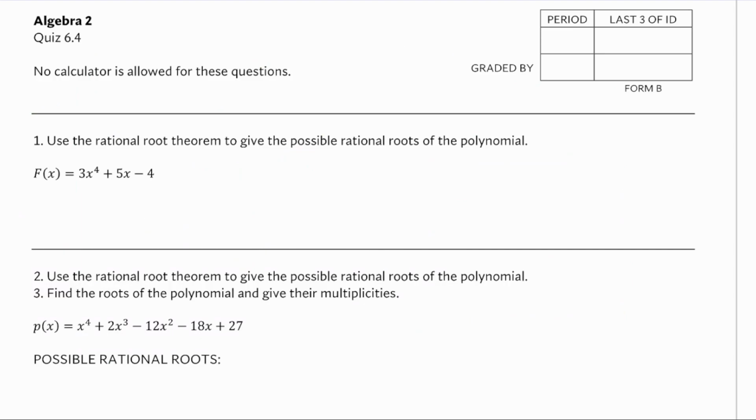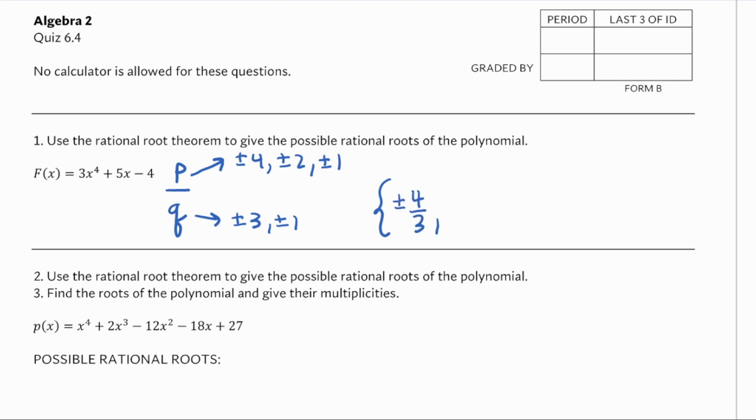All right, now let's work form B. I'm going to go a little faster through this one, and if you need more explanation on a given problem, just go flip back to form A, because the problems are exactly the same with different numbers. So P is going to be a factor of negative 4, so that's plus or minus 4, 2, or 1. And Q is going to be a factor of 3, which is just 3 and 1. So my set of all possible rational roots would be plus or minus 4 thirds, plus or minus 4 over 1. Do the same thing with 2 and then 1.